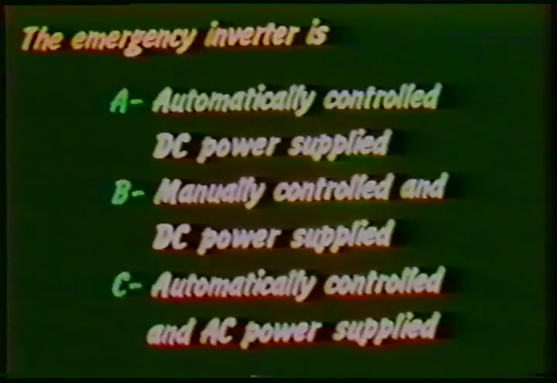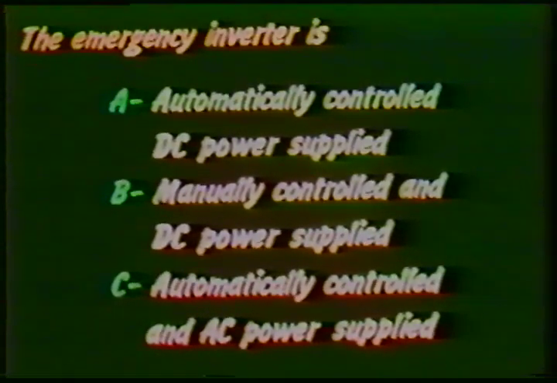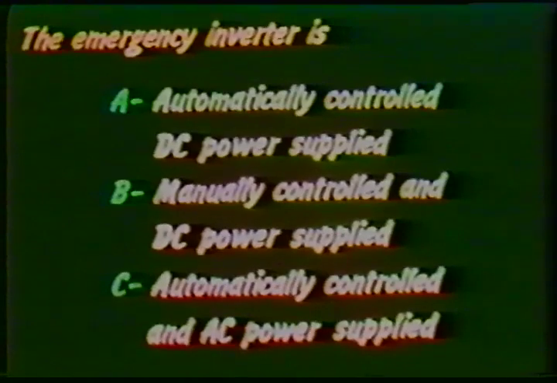Complete this statement. The emergency inverter is A, automatically controlled and DC power supplied. B, manually controlled and DC power supplied. C, automatically controlled and AC power supplied.